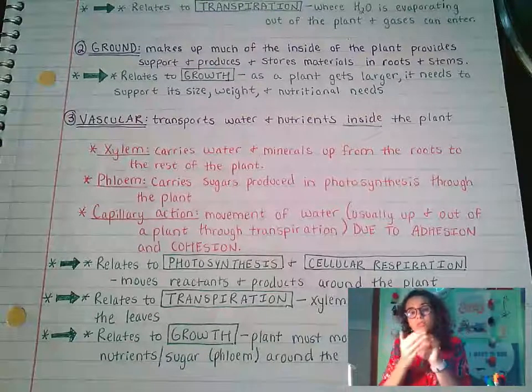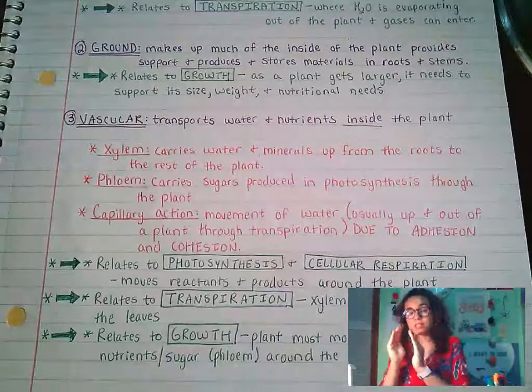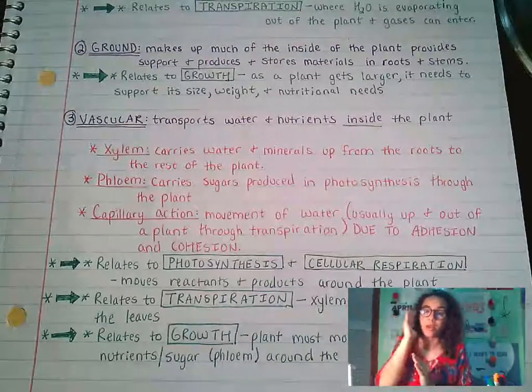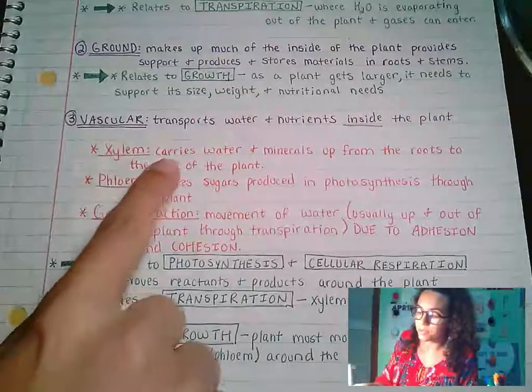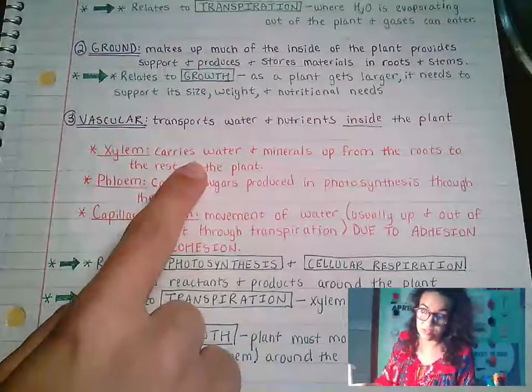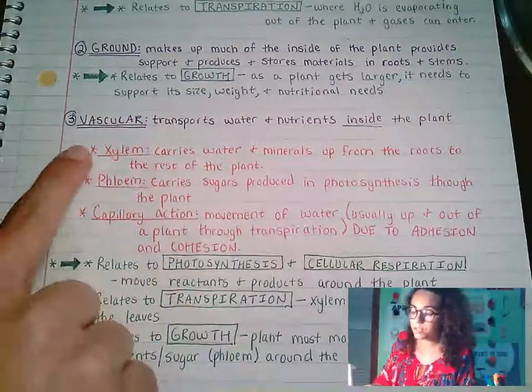So not only are the water molecules sticking together, but they also stick to the inside of the roots and the stem, and they're able to move against gravity, up to the rest of the plant, to the leaves where photosynthesis can take place. So that is our xylem.